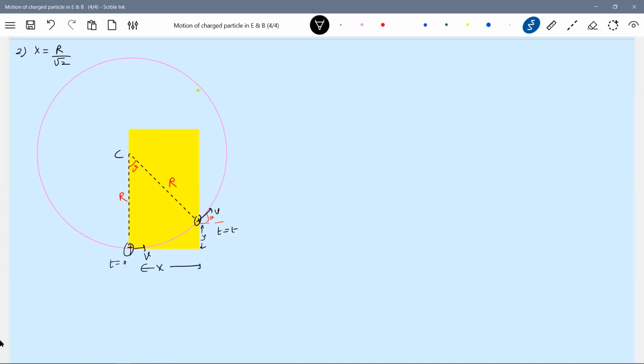Again, we have to find out all the quantities. What is the deviation given by the formula? Sine theta. Let me define all those things here. Sine theta is equal to x by r. With x equal to r/√2, this is 1/√2. So the deviation will become 45 degrees or pi/4.